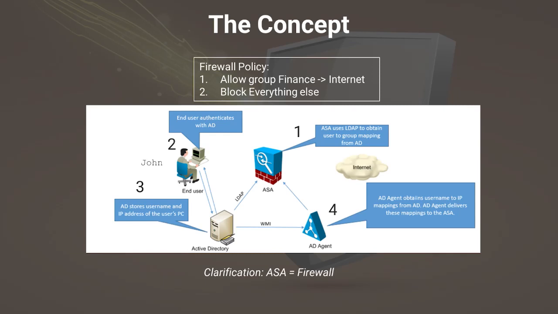So this packet from the IP address 192.168.1.3 actually belongs to John, who belongs to the group finance, which according to the firewall policy is an allow rule. So the firewall will allow this session because all the users from the finance group are allowed to go to the internet, and it will block anything else.